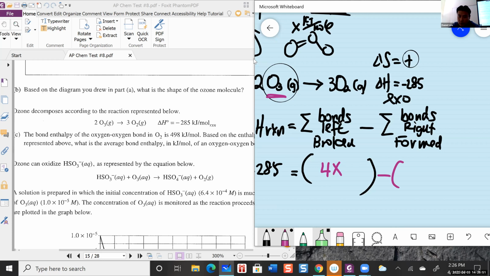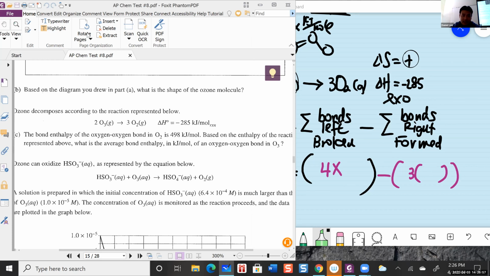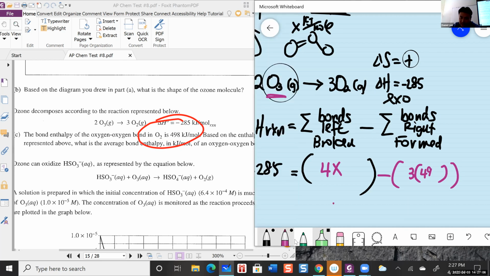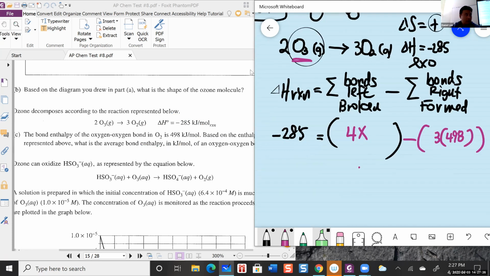Minus 3 O2. So that would be 3 times the bond energy for O2, which is given right here as 498 kilojoules per mole. So you're given that. So I just plug it in. This is 498, right? So all the bonds on the left, there's 4 OO single bonds in ozone, minus all the bonds on the right, there's 3 double bonded oxygen. And you solve for X. That is the answer. So it's recognizing which equation to use, plug it in, and you get your answer. So make sure you don't get the math incorrectly when you solve for X. Okay. Here, let's see what we get.